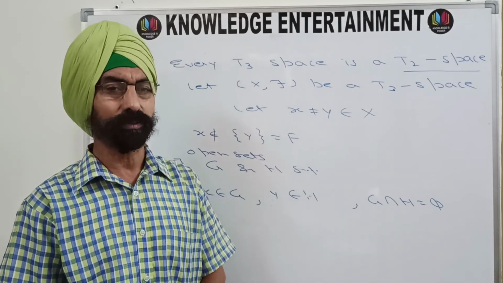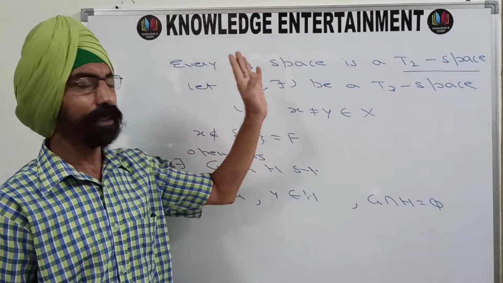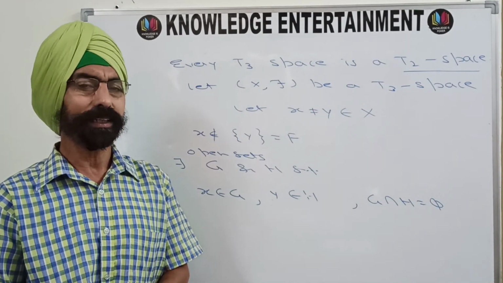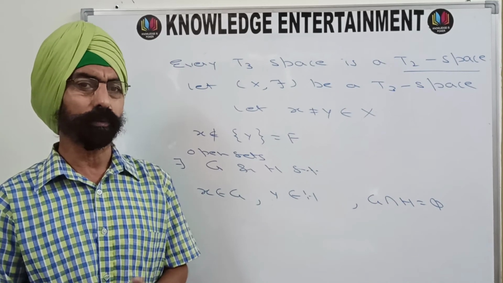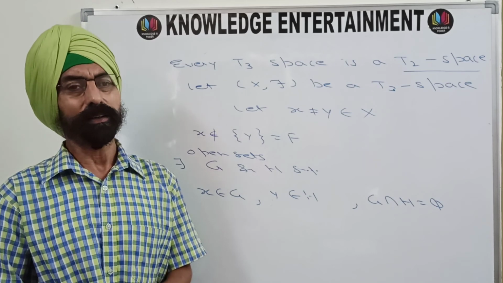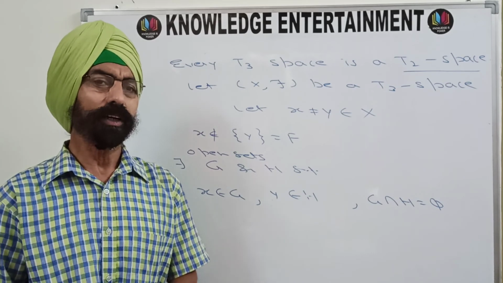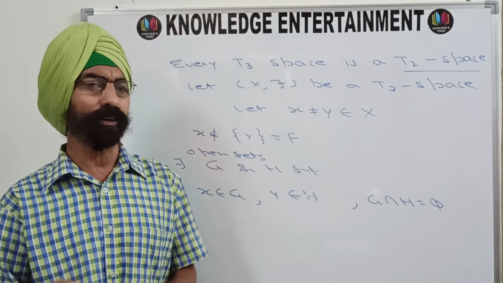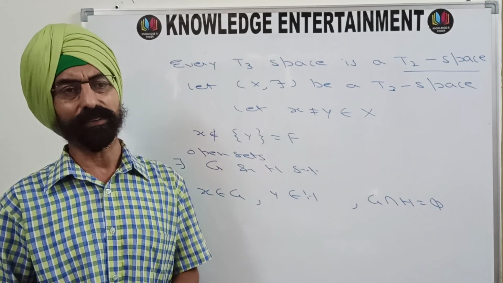That means Hausdorff. So a T3 space is T2, whereas a T2 space need not be T3, because T2 need not be regular. So here I am going to stop this video. We'll wait for the next video, and we'll have more and more theorems on regular spaces, on T3 spaces, and then we'll move on to the normal and T4 spaces.